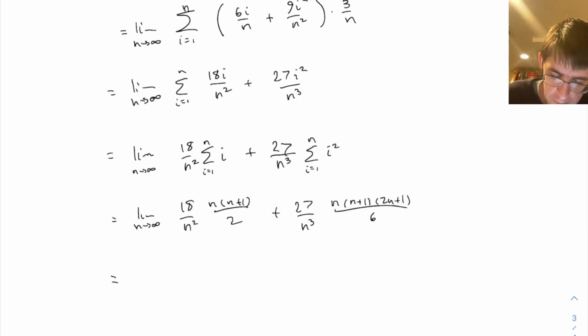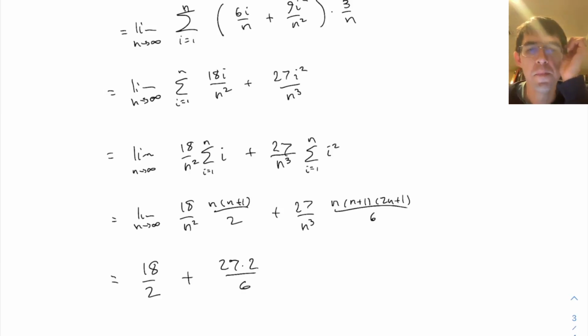When I take this limit, these n's will all cancel. I have n squareds on top with a coefficient of 18, and on the bottom I have n squareds with a 2. So this is just going to give me 18 over 2. And then over here, I have n cubes on the top with a 27 and a 2, and n cubes on the bottom with a 6. So this one will give me 27 times 2 over 6. This is 9. That would be 27 over 3, which is also 9. So this is 18. I think I did it.